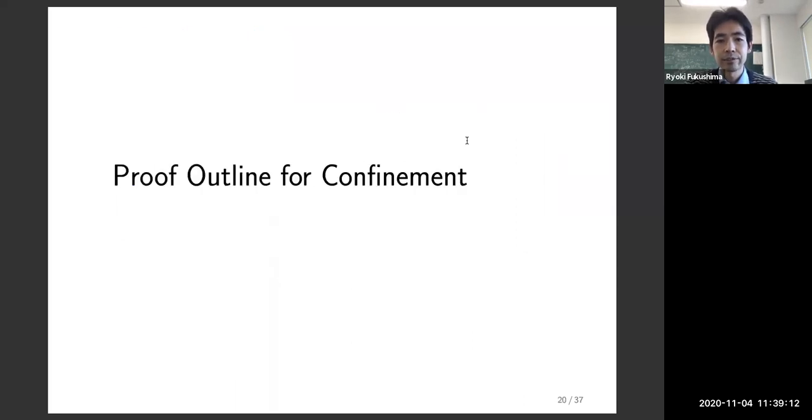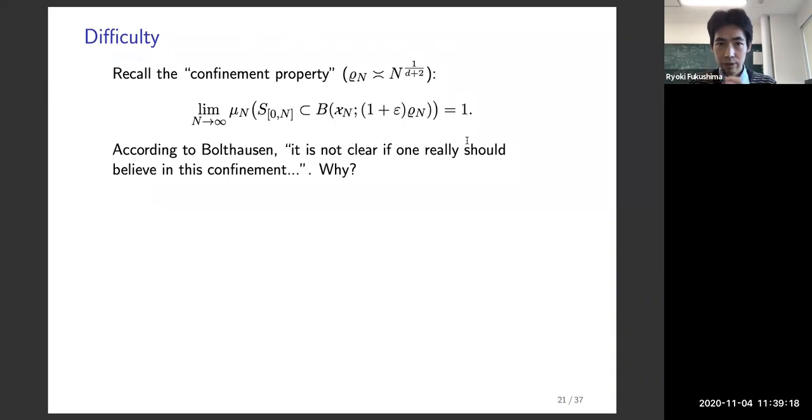Okay, so these are my contents in this talk. The first is the proof outline for the confinement property. This is Schintman-Pobel and Bolthausen. The purpose is to explain the difficulty. Recall what the confinement property was. The confinement property says that the random walk range is contained in a ball of radius proportional to n to the 1 over d plus 2, and this probability goes to 1. According to Bolthausen, it's not clear if one really should believe in this confinement, and I want to tell you why.